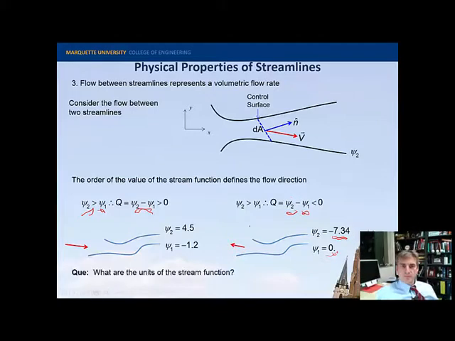What are the units of the stream function? Well, now that we know what the stream function represents, or the difference in stream function, the units would be related to the velocity. So you could say, well, partial psi partial y would be equal to u, so psi has to be equal to meters squared per second, which also goes along with the idea that it's volumetric flow rate per unit depth. So that's also area per second.